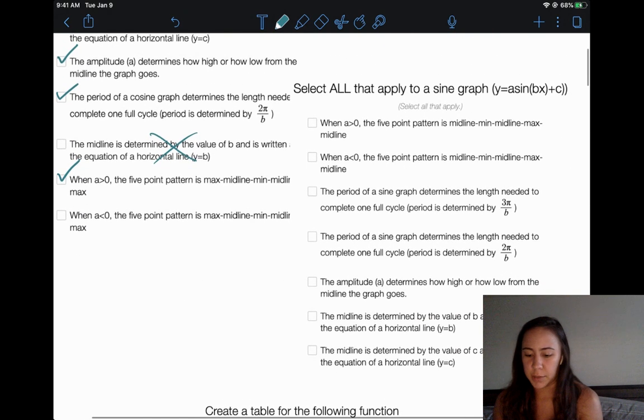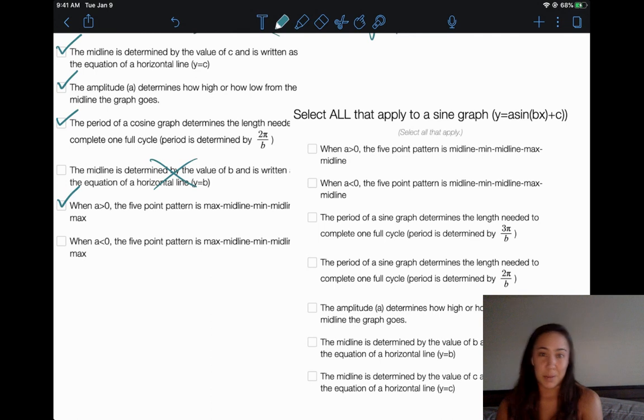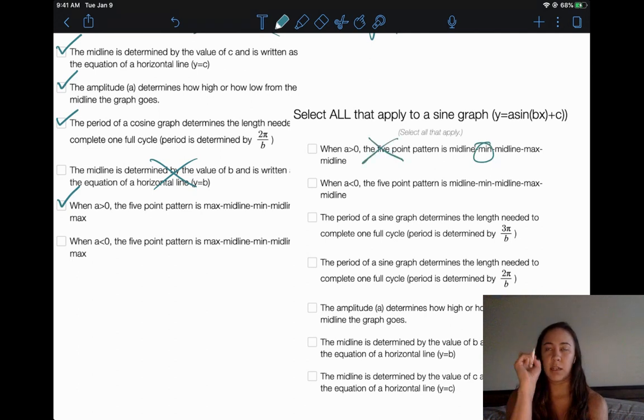All right, select all that apply to a sine graph. Well, it's the same exact things as a cosine graph, except for the 5-point pattern. Remember, in a sine graph, they always start at the midline first. So right there in the middle. And then if a is greater than 0, it's going to go up to our max first. So this answer is not true because this needs to be max. If a is less than 0, then it's going to go from our midline down to our minimum, to our midline, to our max, back down to our midline. So this answer was true.